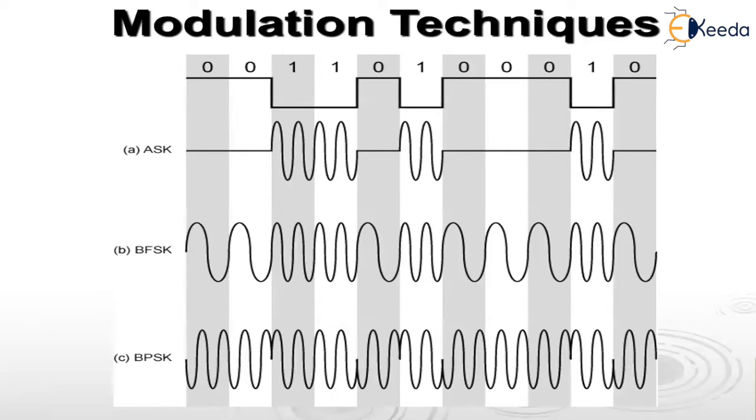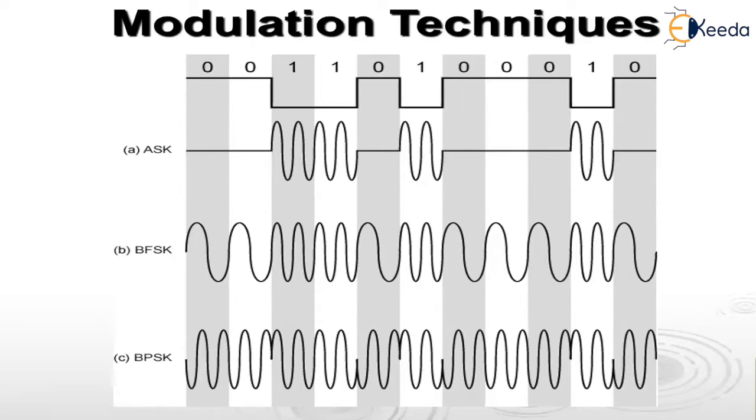So the figure shows these modulation techniques. First the bit stream is shown, then the ASK signal, BFSK signal and BPSK signal. In ASK, the two binary values are represented by two different amplitudes of the carrier frequency. One amplitude is for logic 0 and another amplitude is for logic 1. Mostly absence of carrier is represented by logic 0 and presence of the carrier is represented by logic 1.